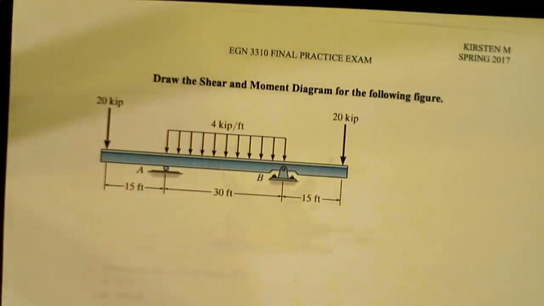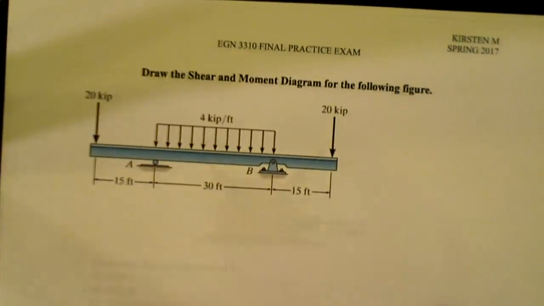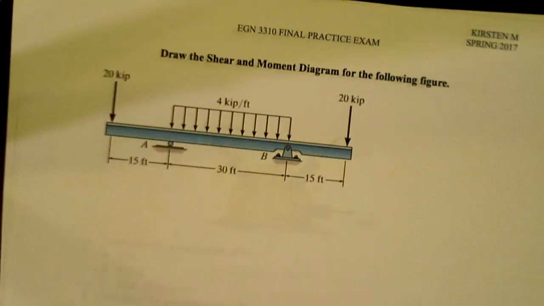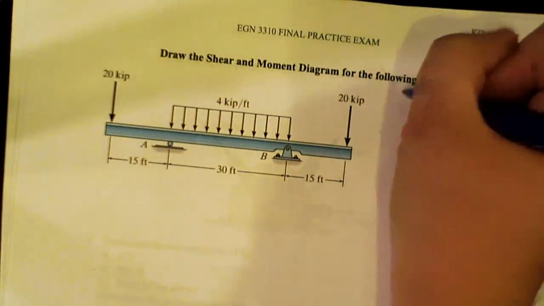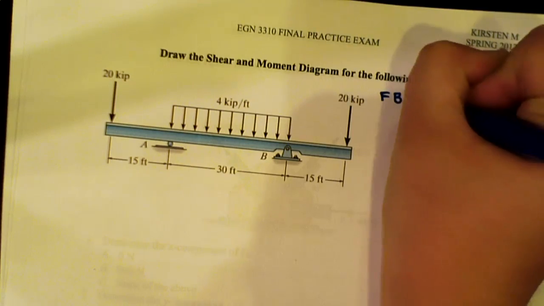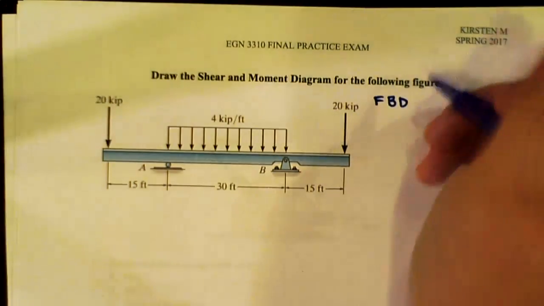Okay. So now I'm going to move on to this problem, and it just says draw the shear moment diagram for the following picture. So what should our first step be whenever we see a beam? Free body diagram.